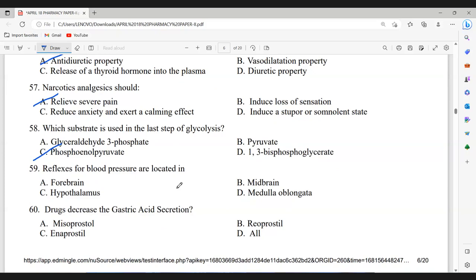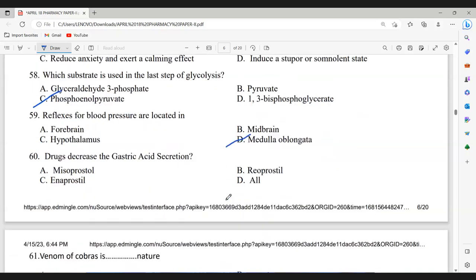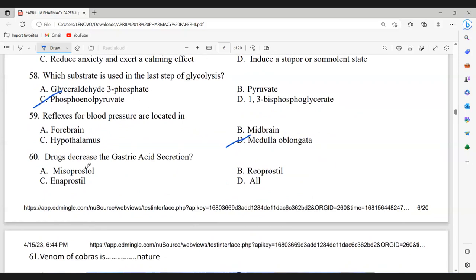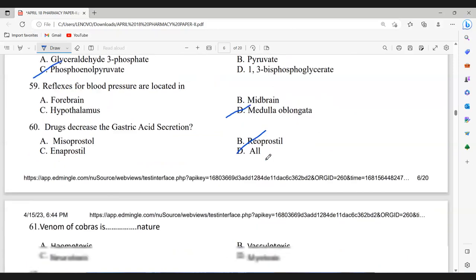Reflexes for blood pressure are located at the medulla oblongata. Then 60, drugs that decrease the gastric acid secretion. Which drugs will decrease the gastric acid secretion?